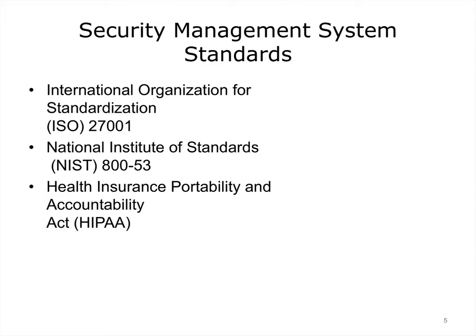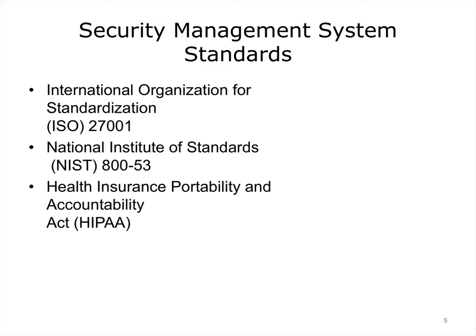Others may rely on in-house IT expertise and a more ad hoc approach to security management. There are many different standards that an organization can choose to help guide security planning. Two of the most commonly used sources are the International Organization for Standardization, or ISO, 27000 series of standards, and the National Institute of Standards, or NIST, security standards, particularly Publication 800-53.